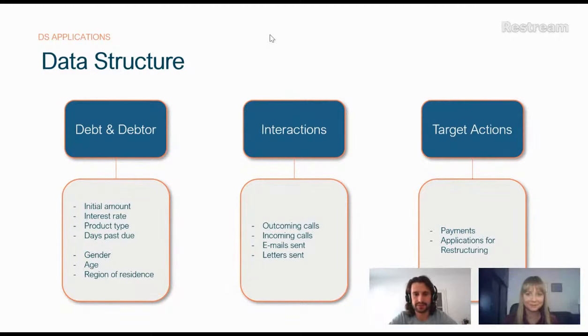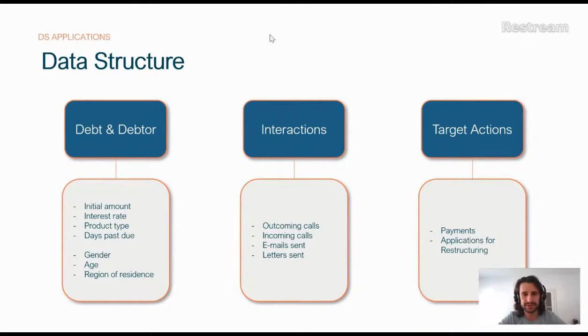So the second type of entities is what I called interactions. That's everything which happens between the collection agency and the debtors. For us, it's different types of calls. It could be outgoing calls, incoming calls, also emails sent, and even paper letters sent. I'm not sure about coming to the debtor physically. I don't know about it.